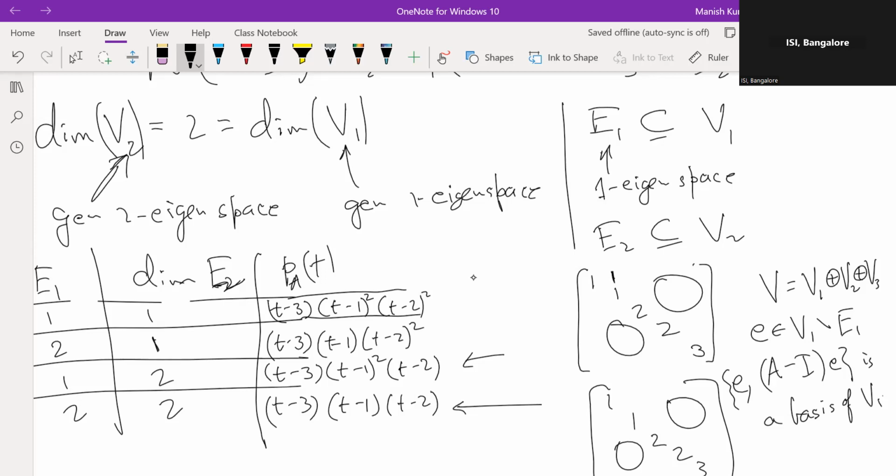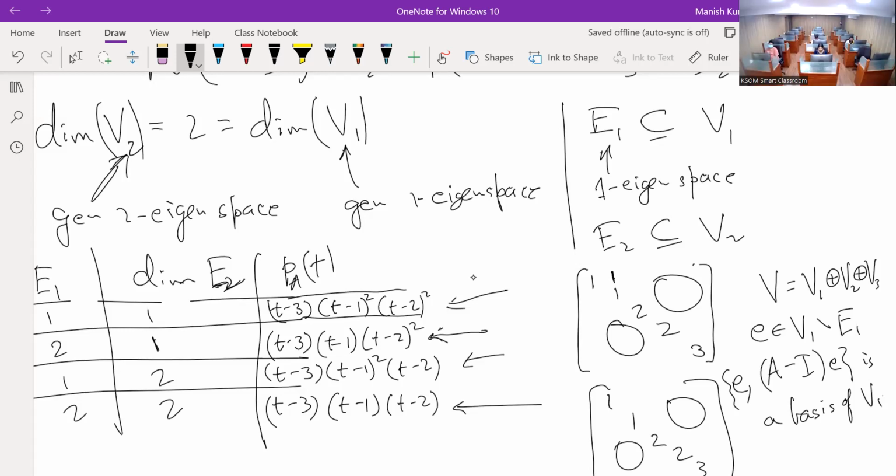Is that okay? So that tells you how it will look in this case. And similarly, in this case, you just interchange 1 and 2 and you'll get it. And in this case, there will be 3 Jordan blocks, 1 for 3, 1 for 1, and 1 for 2. Is this example clear in this whole setup?